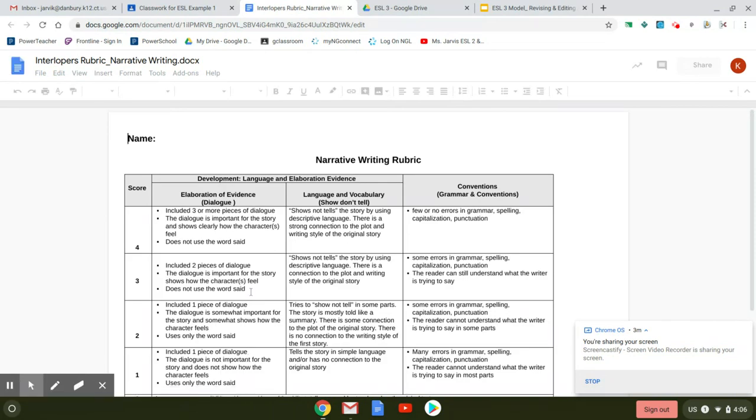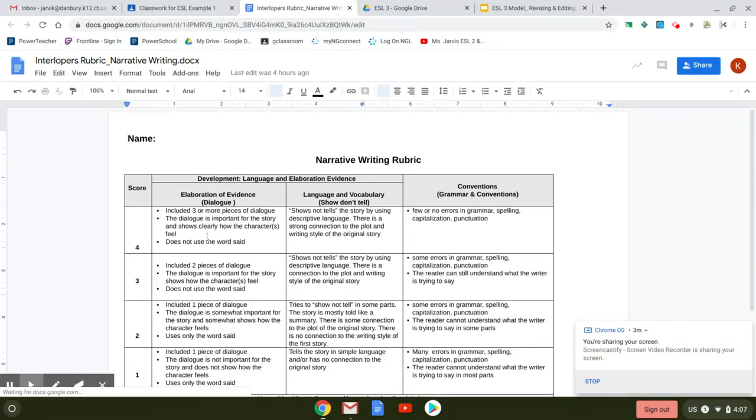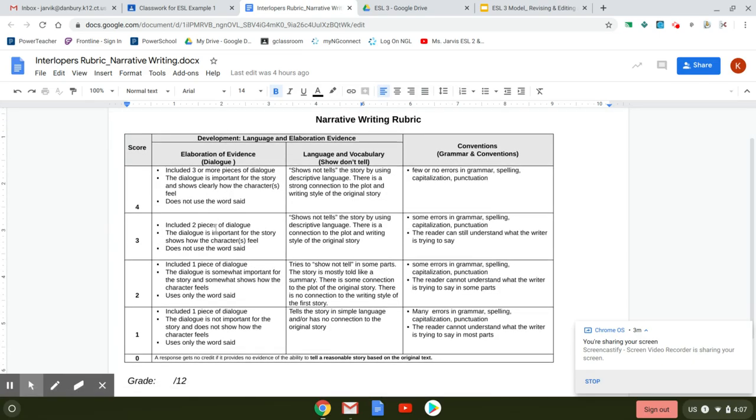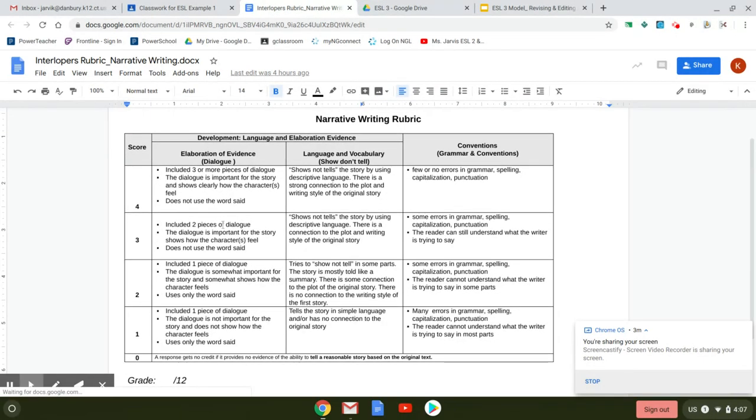So this is how I'll be grading you. Let's take a look at some examples. For the dialogue section, if you include 3 or more pieces and the dialogue is definitely important to tell the story and you don't use the word said, remember said is dead, that's a 4, all right?